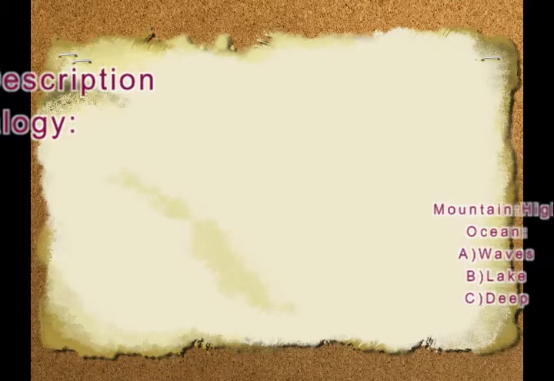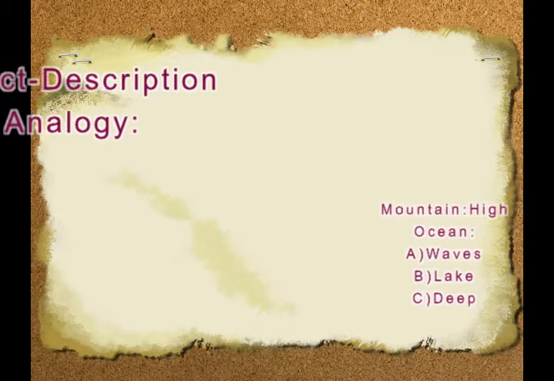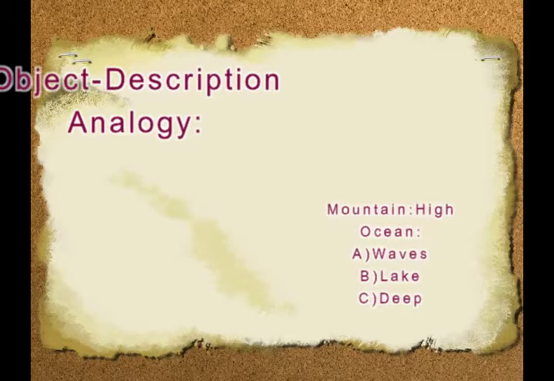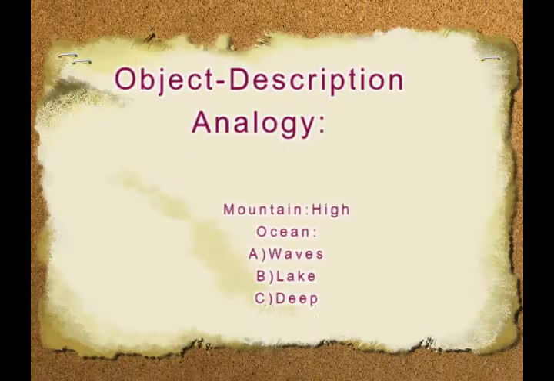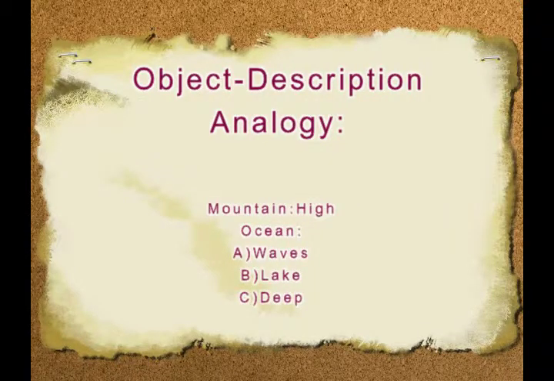Alright, so this is an object description analogy. An example of an object description is like sailboat, triangular, or earth, circular. Okay, so we have mountain, high; ocean, A, waves, B, lake, or C, deep. In an object description analogy, the word pairs show a relationship between either an object and its description, or a description and then the object being described.